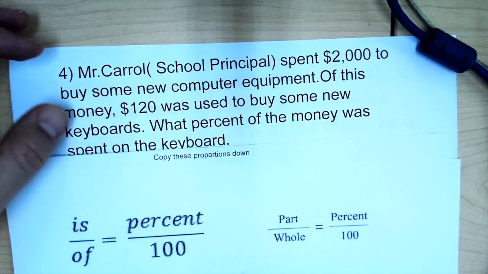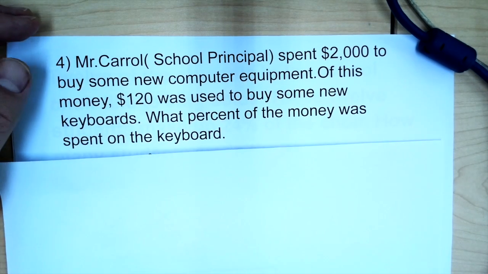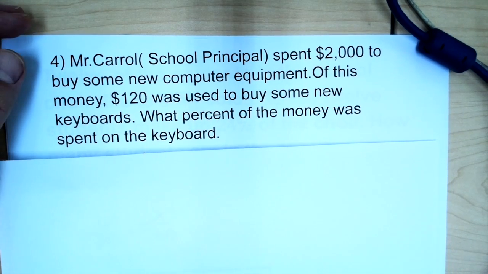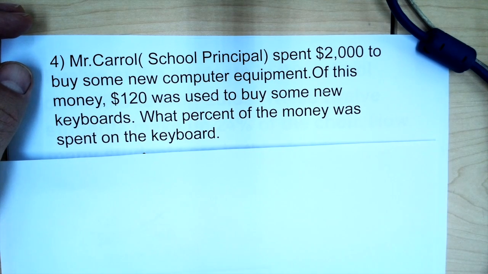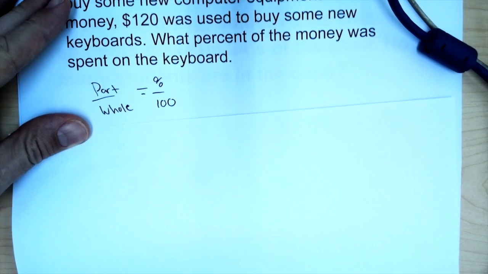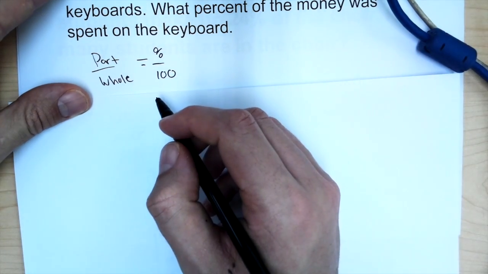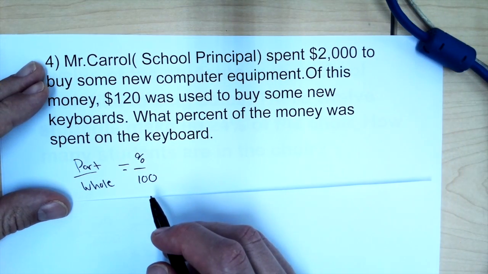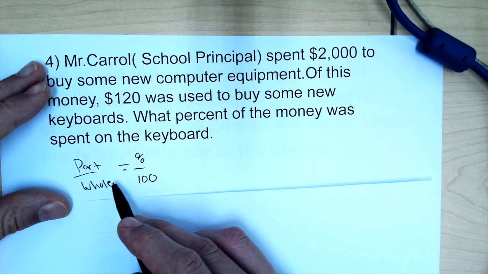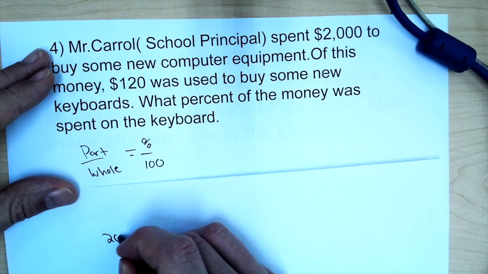Some story problems. We're going to want to use the part over whole equals percent over 100 strategy. Mr. Carroll, school principal, spent $2,000 to buy some new computer equipment. Of this money, $120 was used to buy some new keyboards. What percent of money was spent on keyboards? Again, we want to use part over whole equals percent over 100. So we'll start off by setting up a proportion here. What is the amount that is the total or the whole? Well, the whole is the amount spent, so that is going to be 2,000.